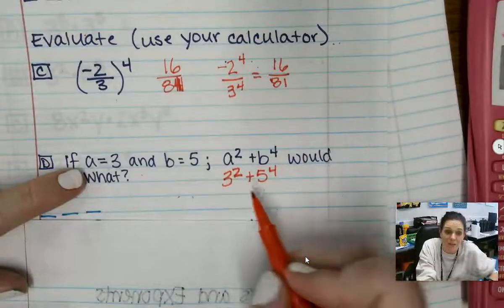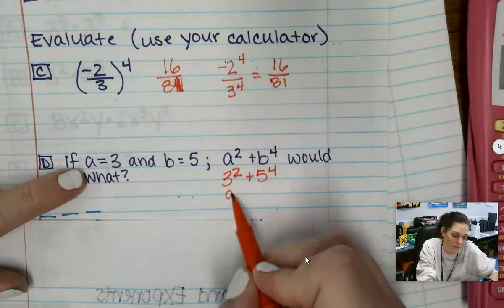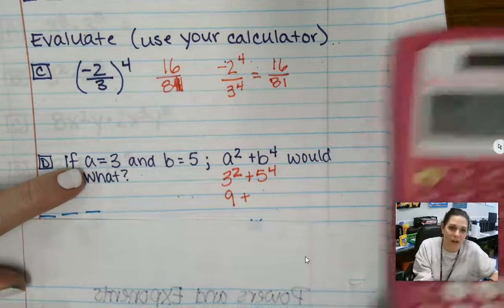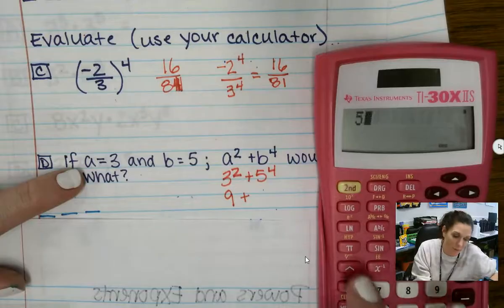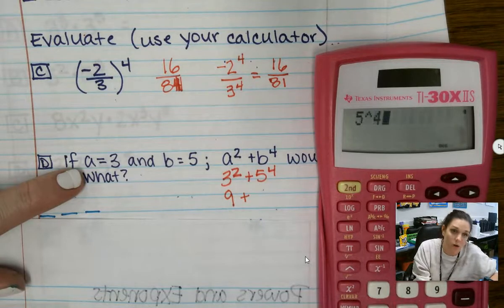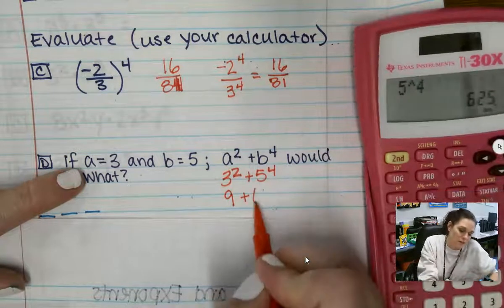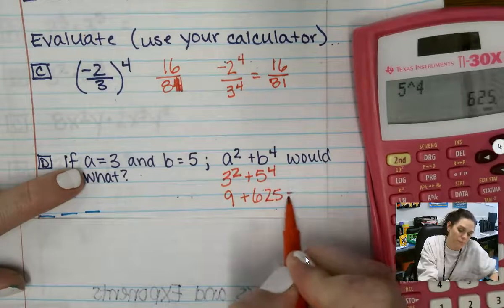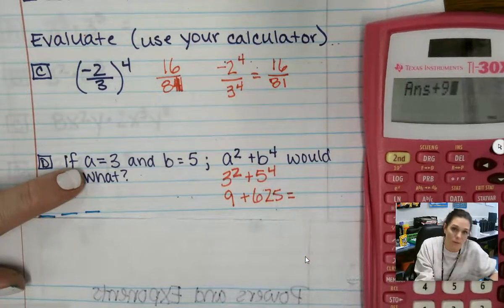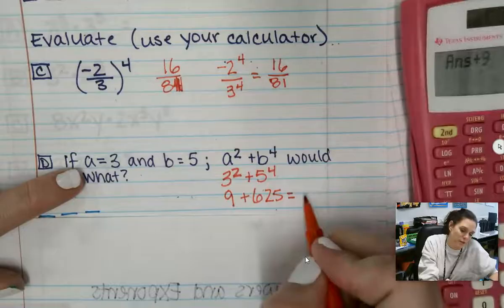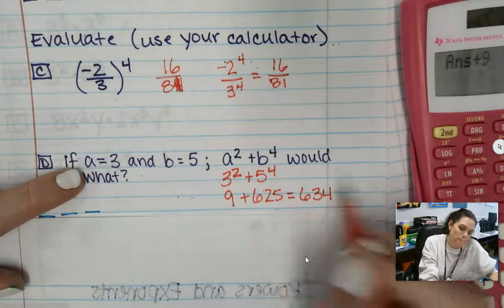And then again, I'm doing the math. 3 times 3, well, this would be 9. And 5 times 5 times 5 times 5, well, I don't really want to think about it, so I'm going to do 5 caret 4, and I get 625. And then it's just asking me to add those together to make 634.